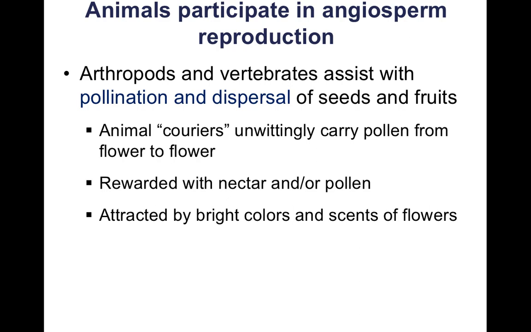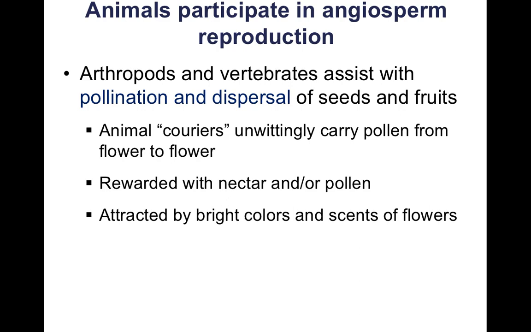Okay, one thing that's unique to angiosperms is that animals in some angiosperms are very important to reproduction. So different types of arthropods, insects, and vertebrates are important in pollination, so the transfer of the pollen grains to the stigma, and also the dispersal of the seeds and fruits. So they're important for sexual reproduction. They're also important for dispersal of the embryos.